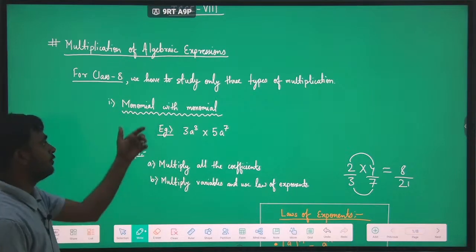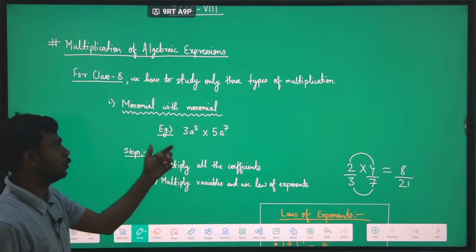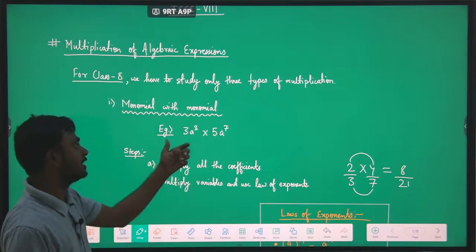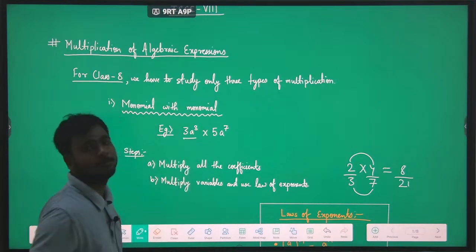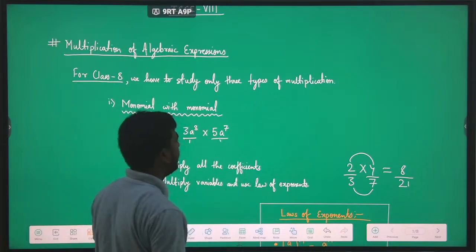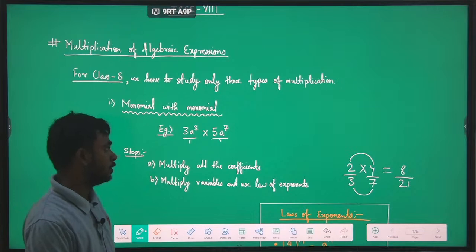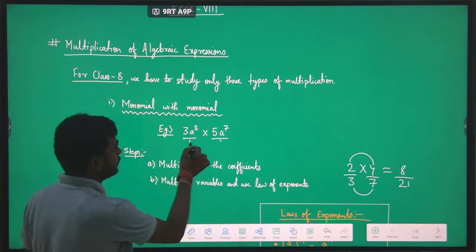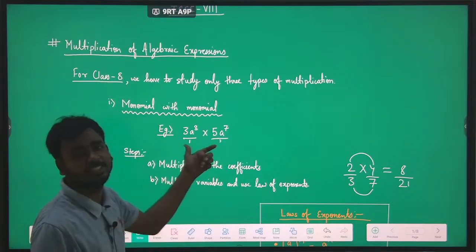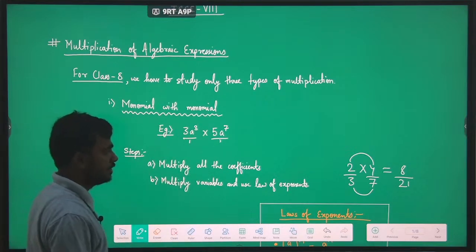The first one is when we multiply a monomial with a monomial. For example, let us suppose that we have two monomials. What is a monomial? An algebraic expression having one term is termed a monomial. So when we multiply a monomial with another monomial, what will we get? This is our first monomial, this is our second monomial. How we will multiply these we will study in this class. So this is the type of monomial with monomial multiplication.